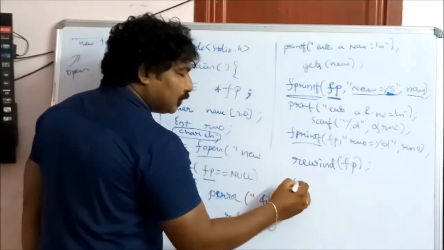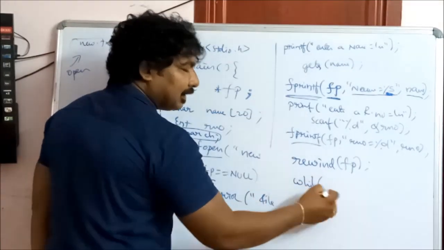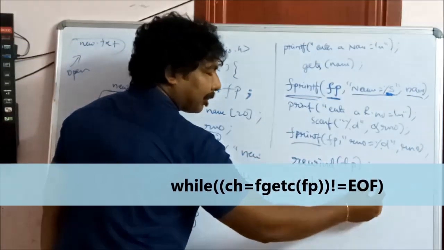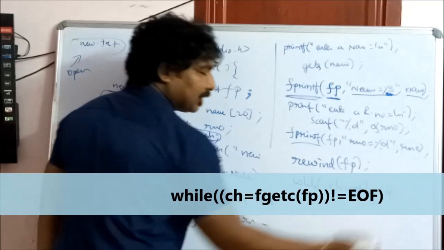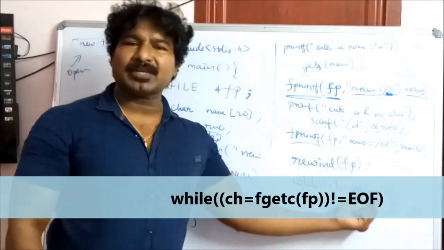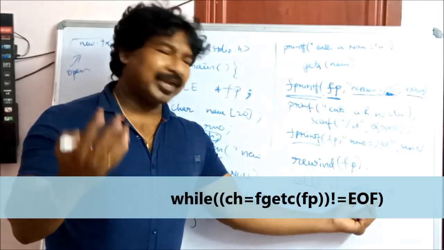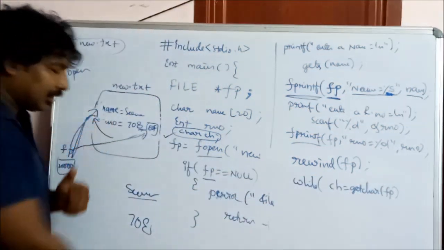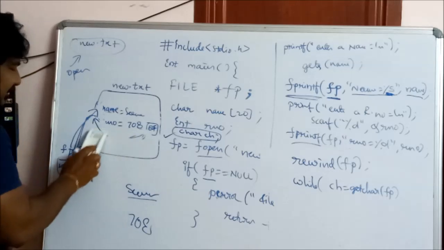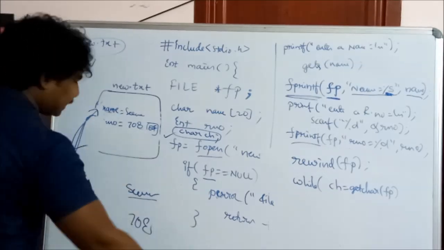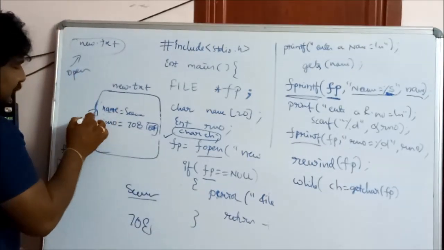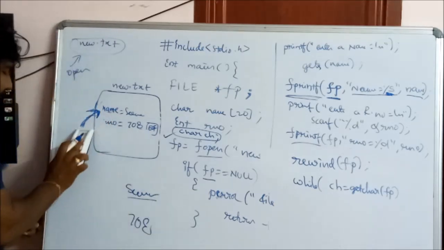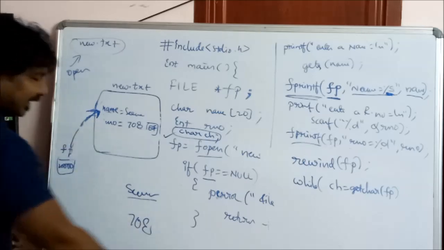I use a while loop here. While, I'll do this getchar of fp. So what is this? getchar is a function that will read a single character. From where? From the file pointer. My file pointer is at the beginning of the file, so now it looks like this. My file pointer is pointing to the first place. Okay friends, so my file pointer is now pointing to the first character in my file.